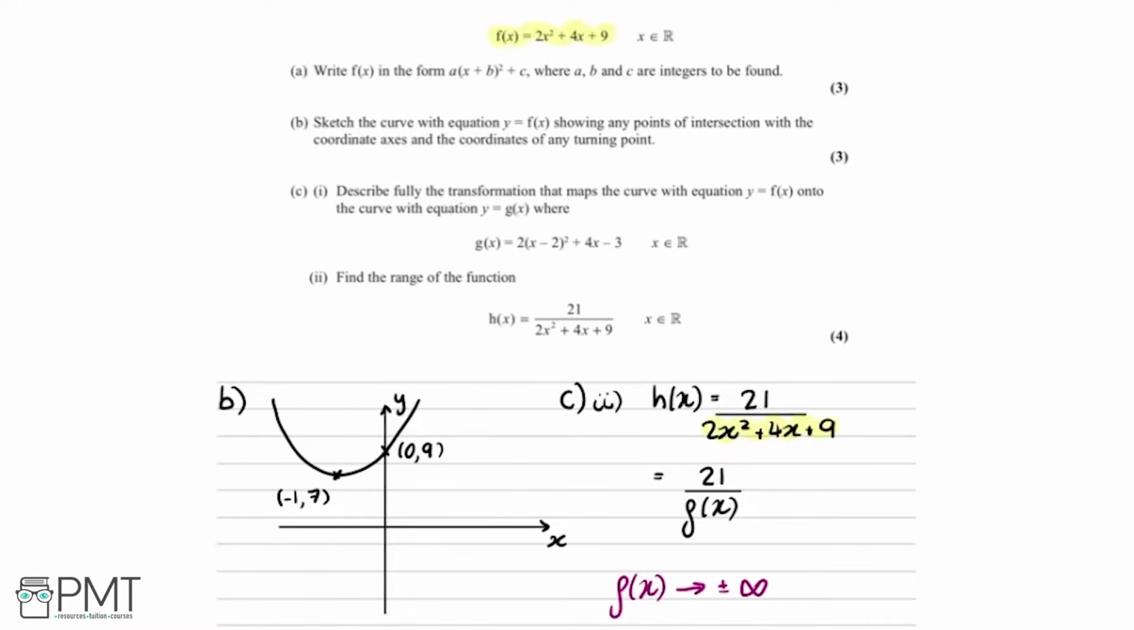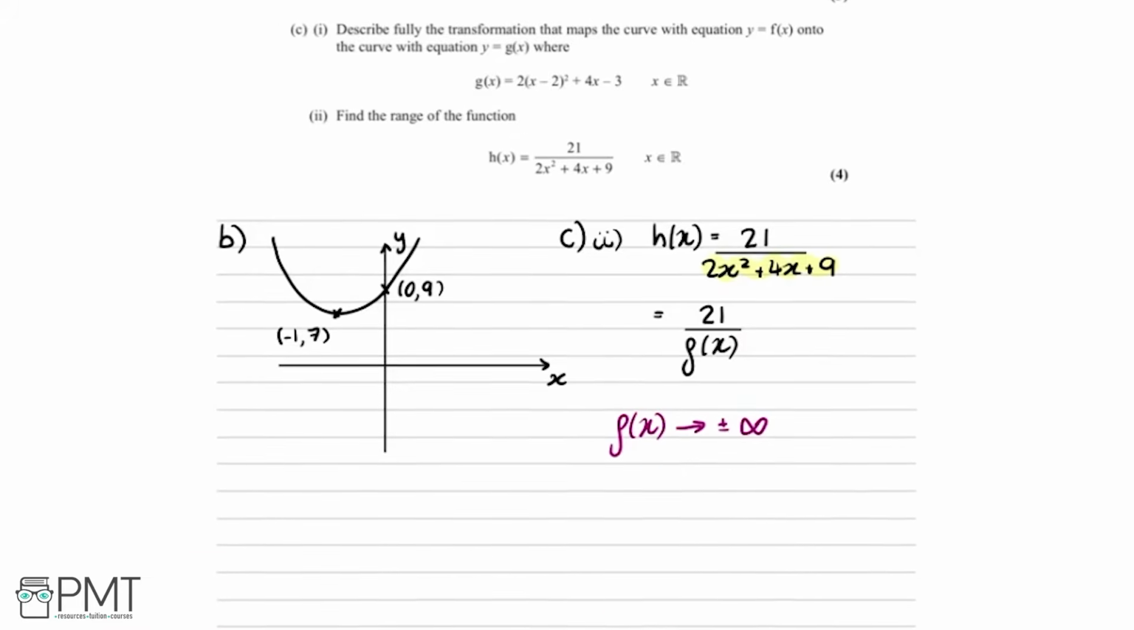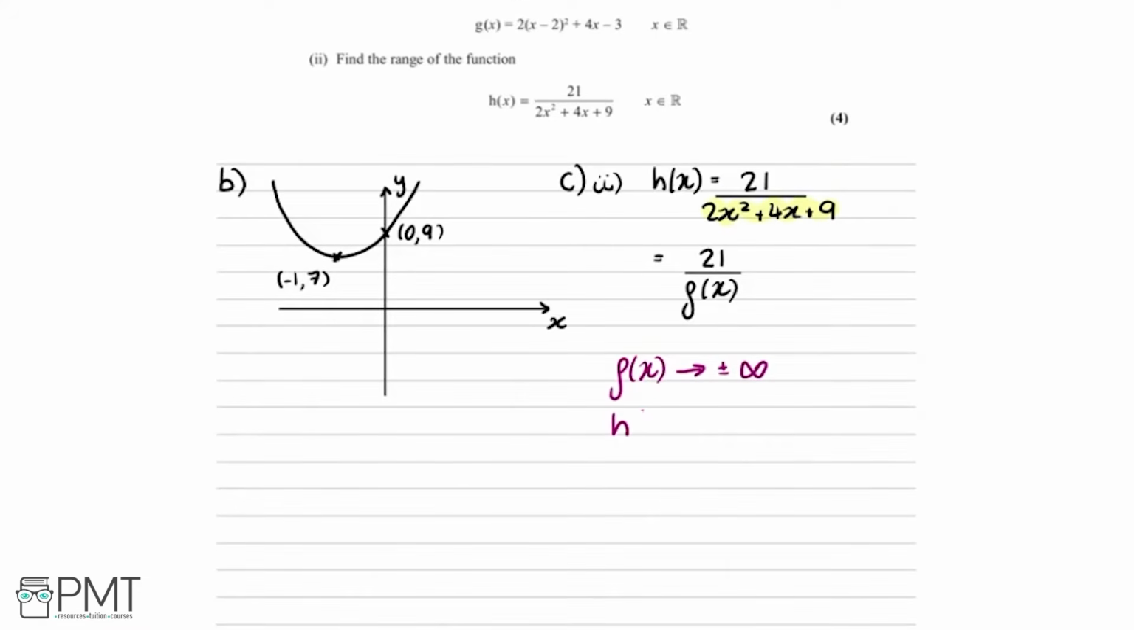And this is good because f of x is on the denominator, so as f of x tends towards infinity, because it's on the denominator, if you divide by a big number, you get a really small number. So this means that as f of x tends towards infinity, h of x tends towards 0. Because as f of x gets bigger and bigger, you're dividing by a bigger and bigger number each time, which means h of x is getting closer and closer to 0.